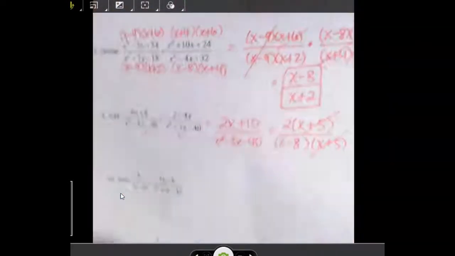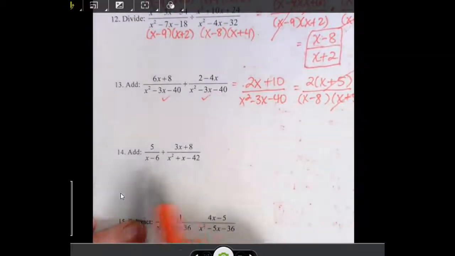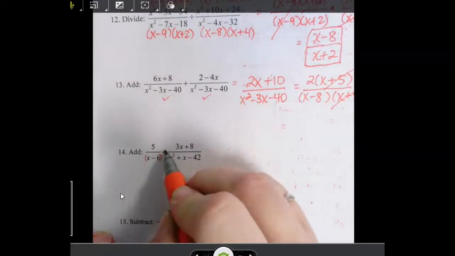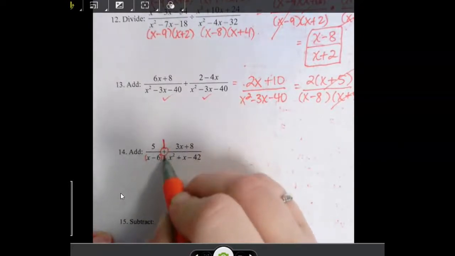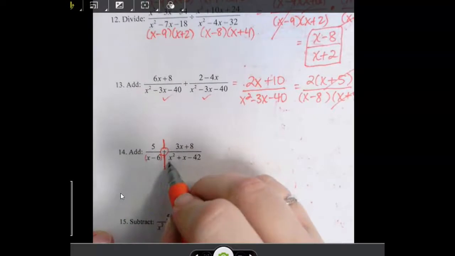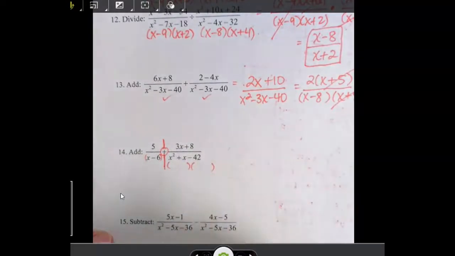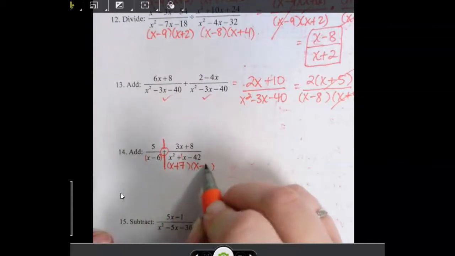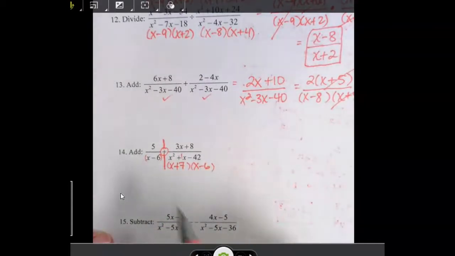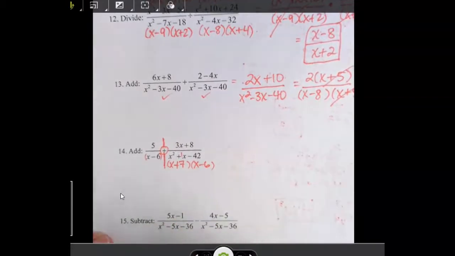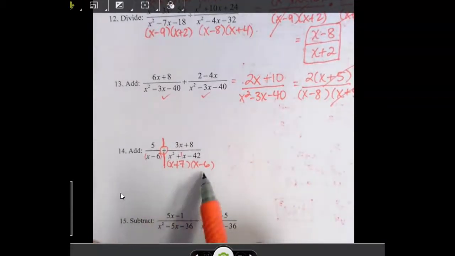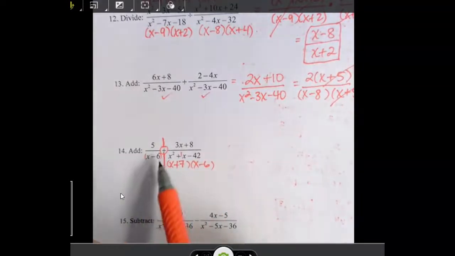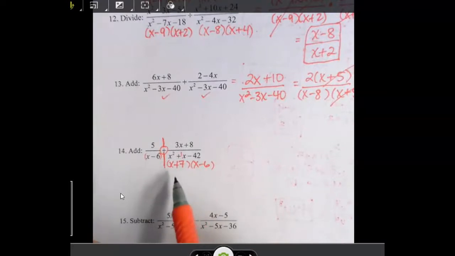All right, my next addition problem, I have different denominators. My first denominator can't be factored. It's just x minus 6. I'm going to separate my two fractions here. For this denominator, factors of negative 42 that add to 1, I would use positive 7 and negative 6. Remember, we want our denominators to be identical. They need to match. They already match with this x minus 6. They both have that. But the first fraction doesn't have an x plus 7 factor.